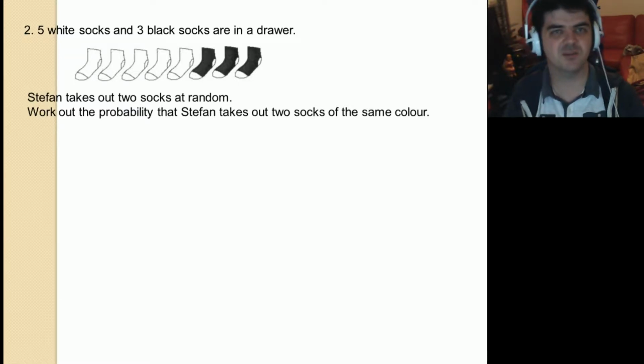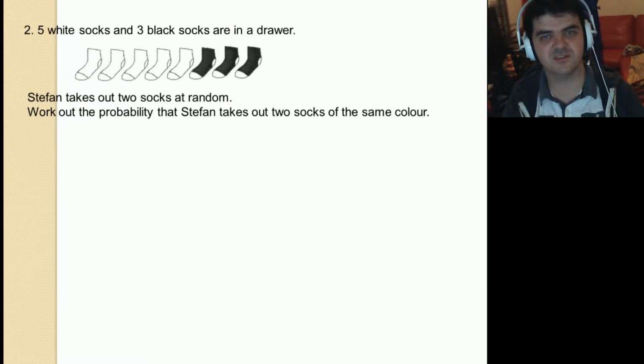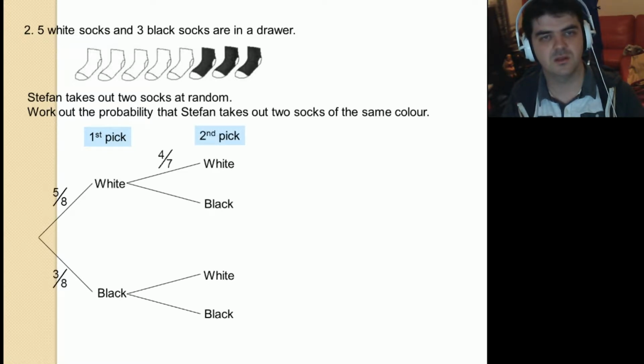5 white socks and 3 black socks are in a drawer. Stefan takes 2 socks at random. Work out the probability that Stefan takes out 2 socks the same colour. Here's your results.